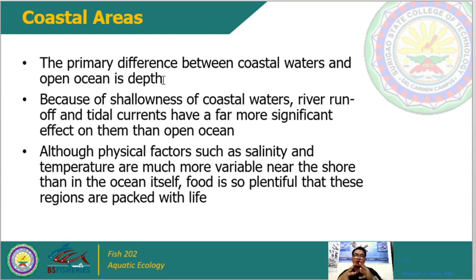Sometimes in ecology we term that as ecotone, no? Ecotone. There is an area where the two types of communities meet, no? Dito sila magtagbo, so that we call as ecotone. Now, food is very plentiful that these regions are packed with life.